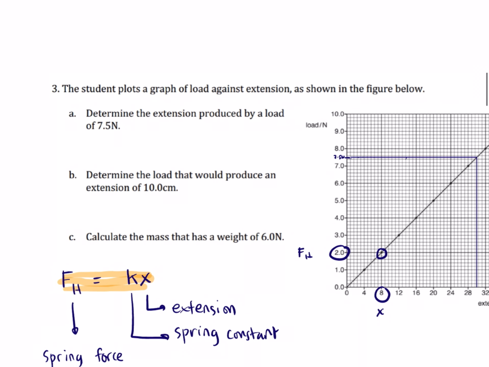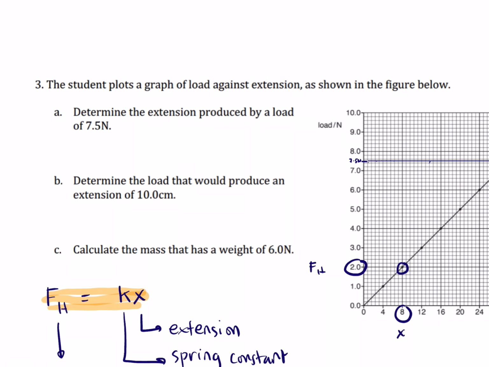So we are going to use this K in order for us to be able to solve for letter A, which is the extension when the load is 7.5 newtons. And then we could also use the same value for K to determine the load when the extension is 10 centimeters. So let's solve the problem now.